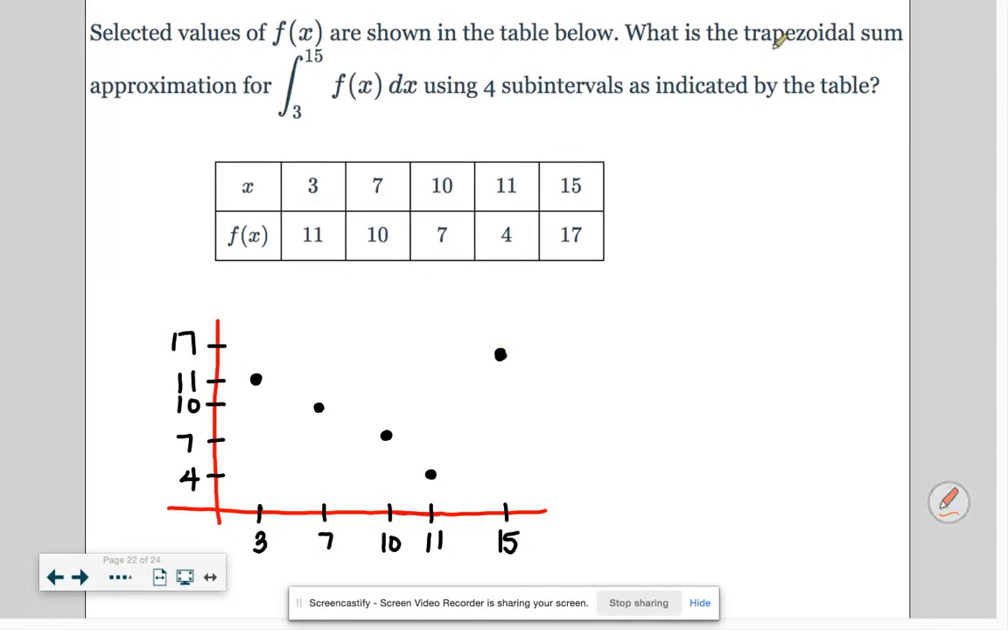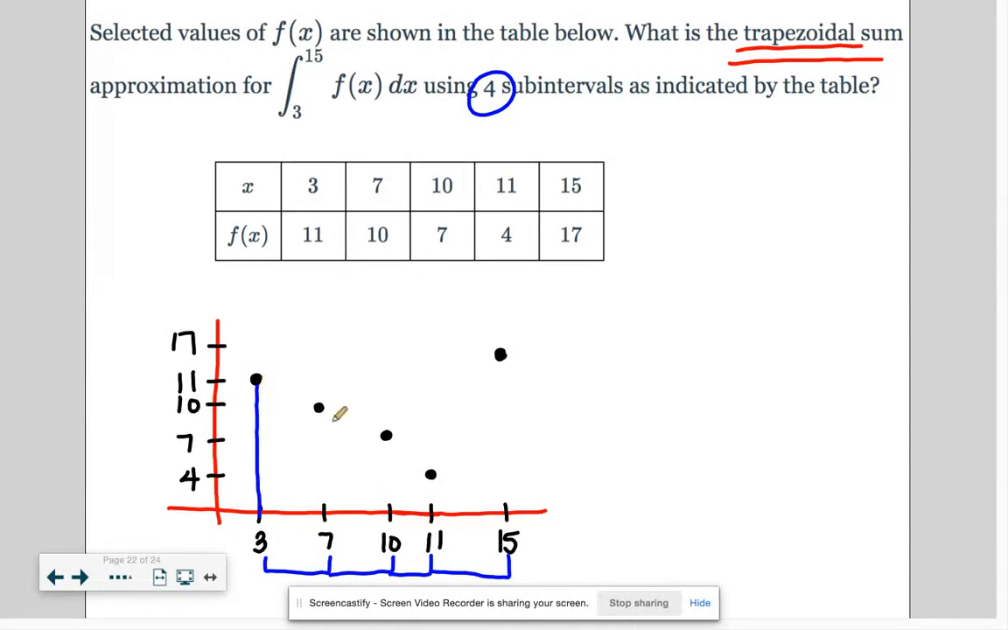What is the trapezoidal sum? So that tells you the shape of the figures you have to draw. So we have to draw trapezoids. We have 4 subintervals, which it's pretty much broken up into intervals anyway. So here's the first one. That's the second one, third one, and fourth one. We have to use those intervals that are provided based on the wording.